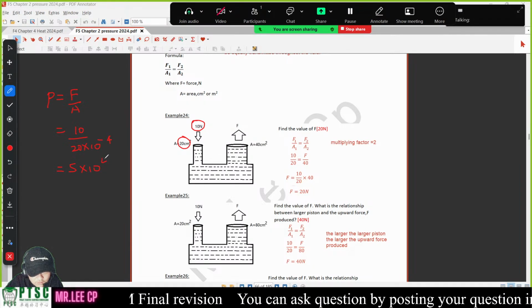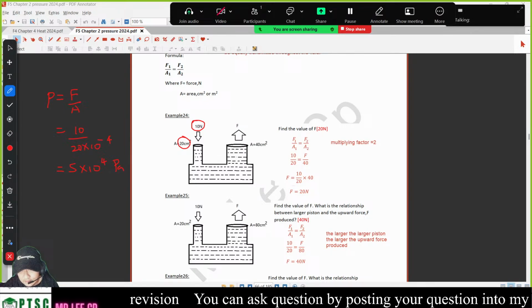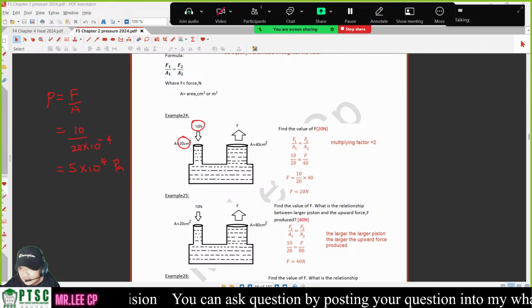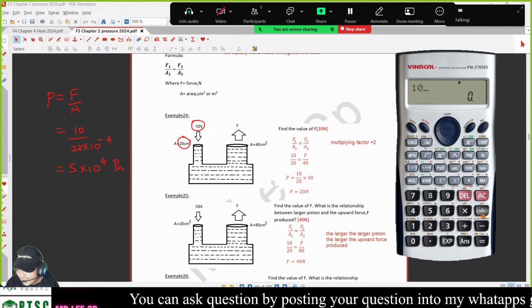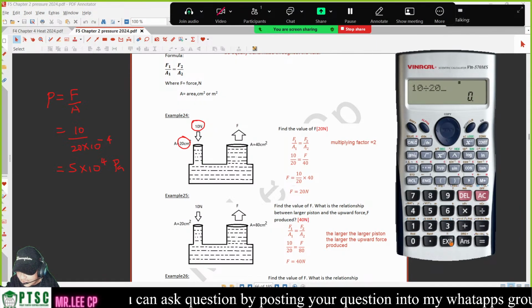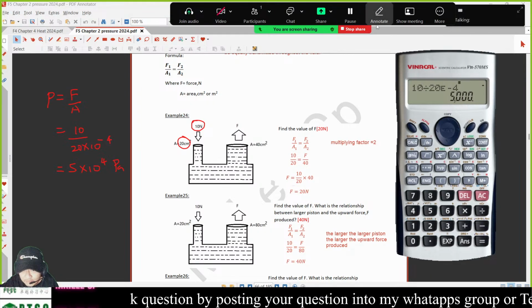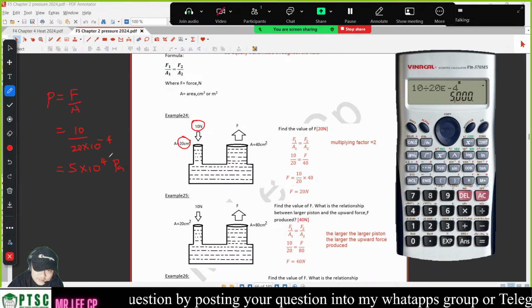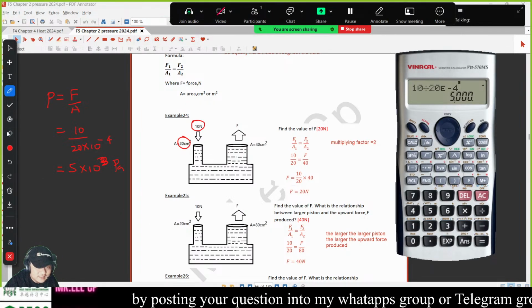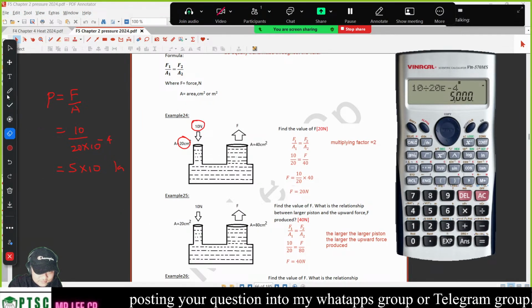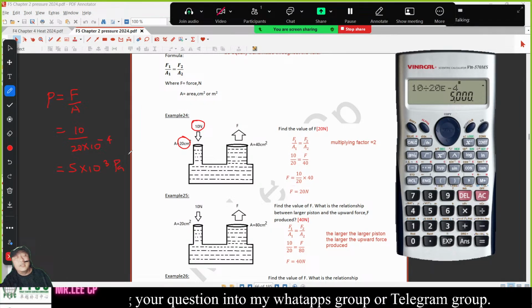I think it is 4 Pascal, or 3, I'm not sure. Press the calculator. 10 divided by 20 exponent -4. 5,000. Sorry, it is 3. Okay. Make sure you know.